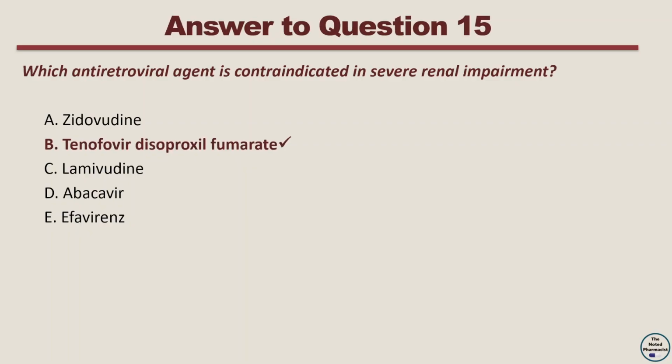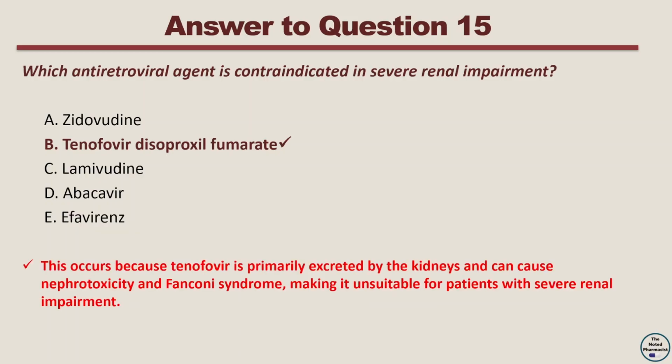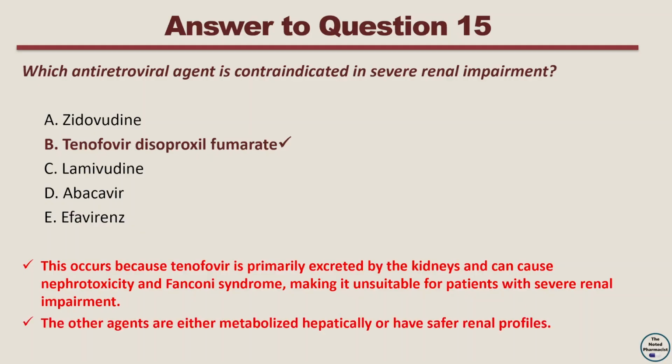The correct answer is option B, tenofovir disoproxil fumarate. This occurs because tenofovir is primarily excreted by the kidneys and can cause nephrotoxicity and Fanconi syndrome, making it unsuitable for patients with severe renal impairment. The other agents are either metabolized hepatically or have safer renal profiles.